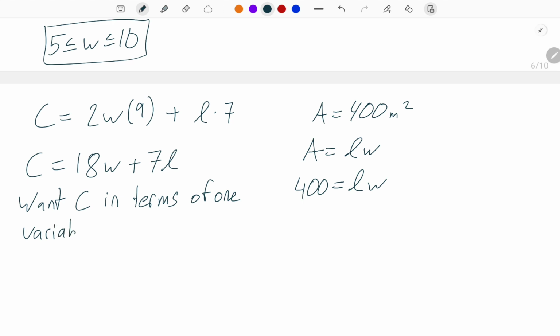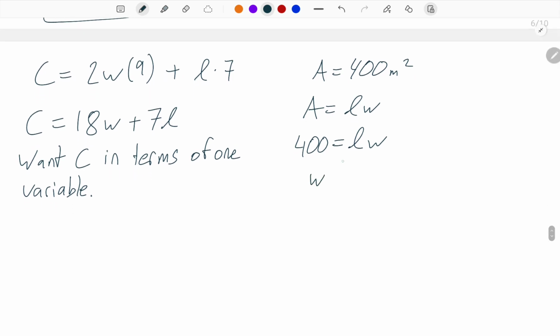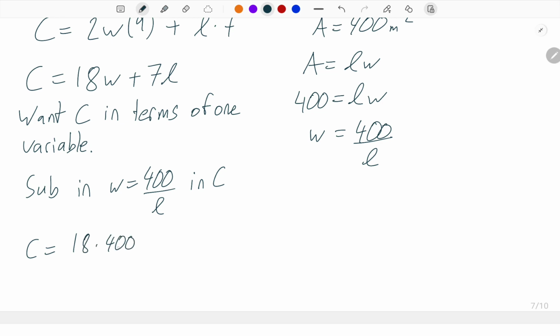It doesn't matter which variable you get it in terms of, whether it's the width or the length, you can choose either one. So what I'll do is isolate for the width. Say it's 400 over L. If you isolate for the length, that'd be totally fine too. And let's sub in width equal to 400 over L in C. All right, and so now our cost is just going to be 18 times 400 over L plus 7 times L.